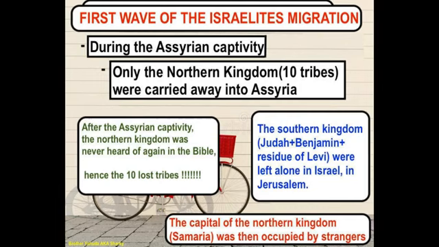Assyrian captivities. And it was only the northern kingdom that went into that particular captivity. The southern kingdom was left in Israel, in Jerusalem. Only the northern tribe was carried away into Assyria. And after that, when you study the Bible, once they were gone, they never came back again. They never came back. They were actually lost.